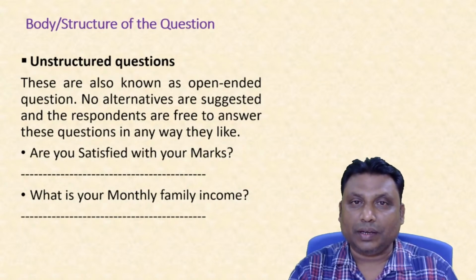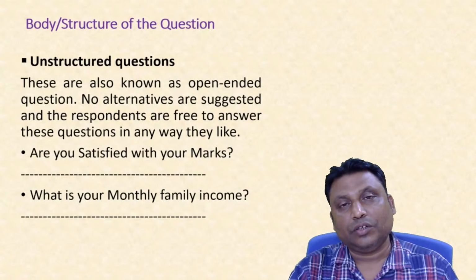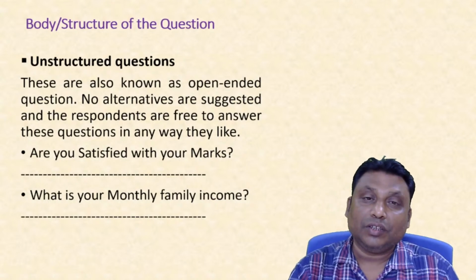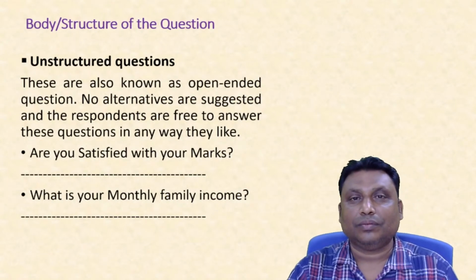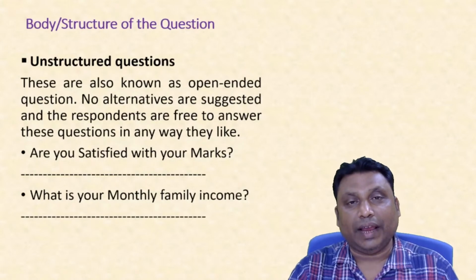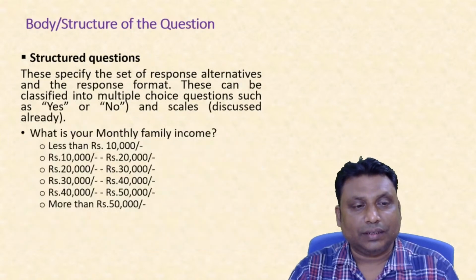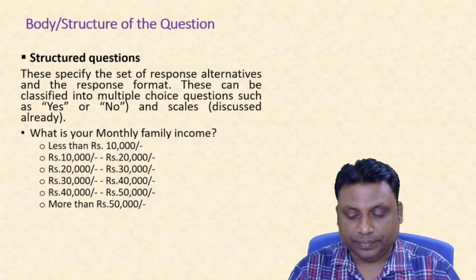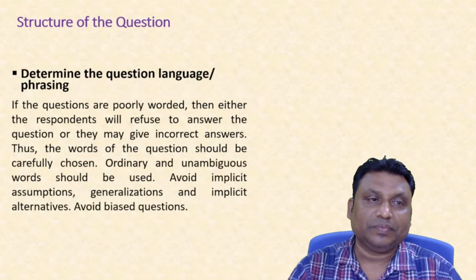What is your monthly family income? Like this, it is open. Someone is writing less than 10,000. Someone is writing more than 1 lakh. Someone is writing more than 50,000. Someone is writing less than 20,000. So on the basis of these answers, you have to find the best question options and put them in your structured questionnaire, right? Like less than 10,000, 10 to 20,000, like this, or you can change it, no problem, as per your requirement, your decisions, your objectives.